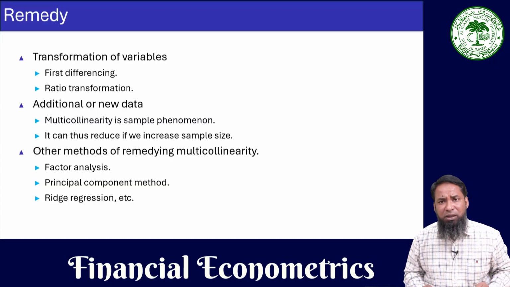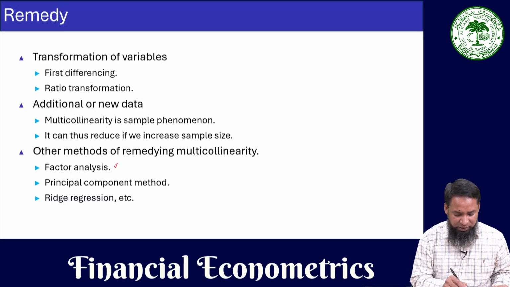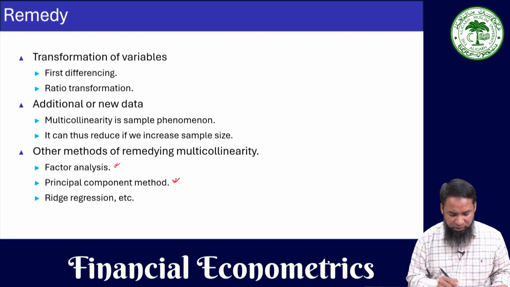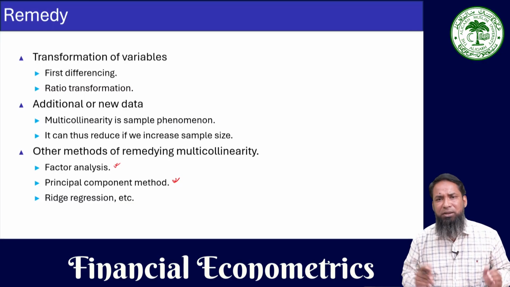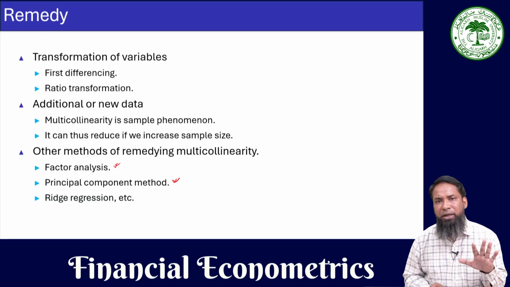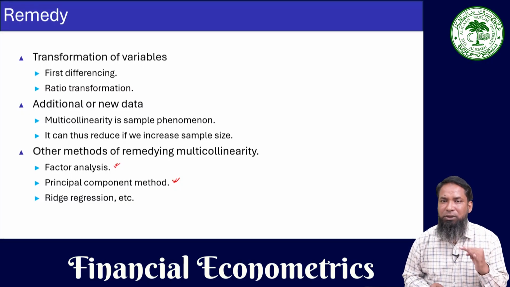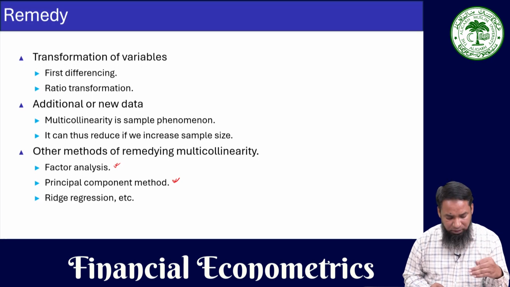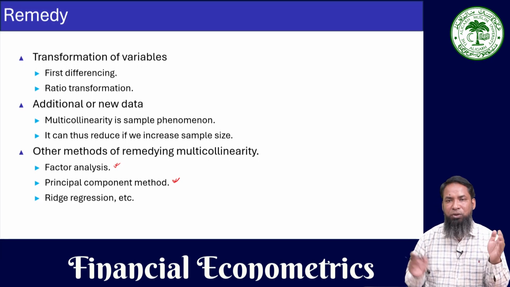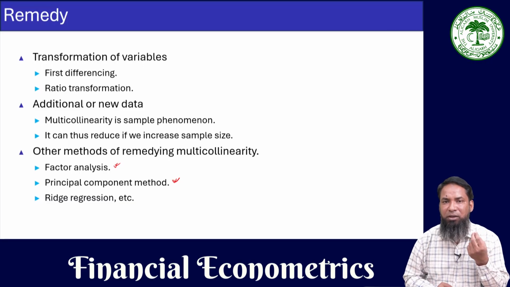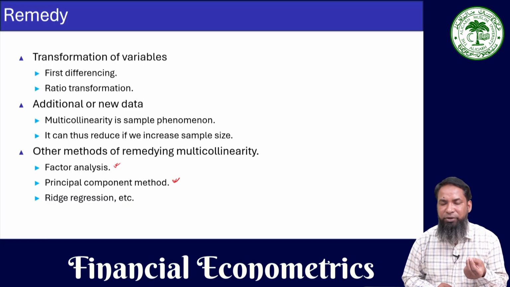Other methods for the remedy of multicollinearity are, for example, factor analysis. We can take the principal component method, or there is ridge regression. There are many other methods to take as a remedy. However, the prominent methods for the remedy are, first, do nothing, just ignore it. Second, add new data. Third, often we use the principal component method to club those variables and take one indicator of those variables.